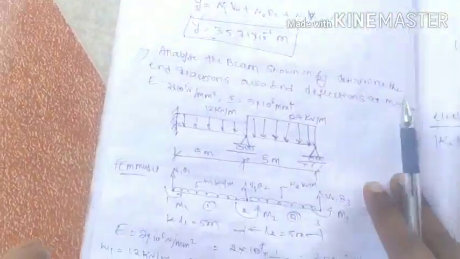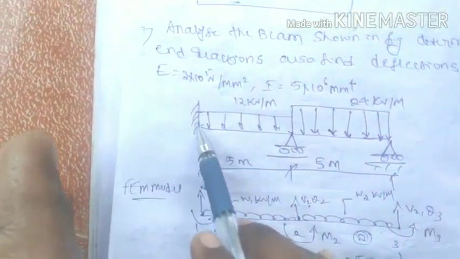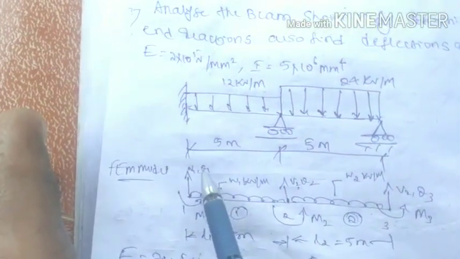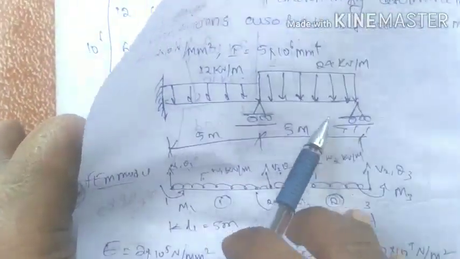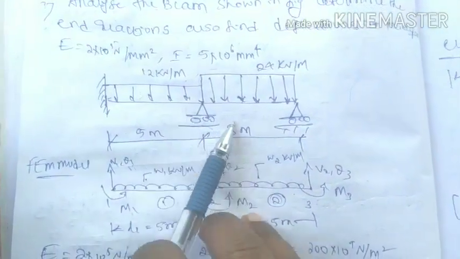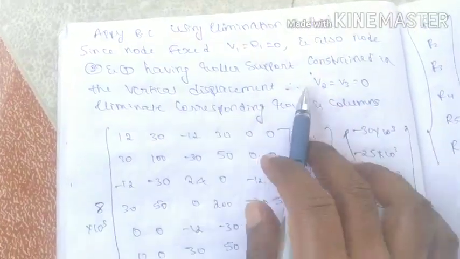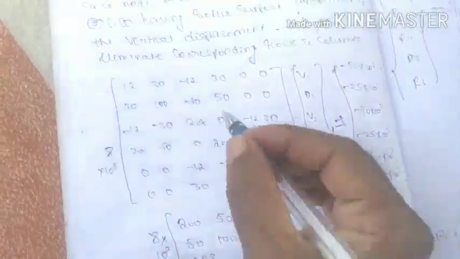So here I can observe it's the same as the previous problem. Boundary condition will not change. Here node 1 is fixed, therefore there is no vertical displacement as well as slope. V1, theta 1 is completely 0. Here roller support, here also roller support at node 2 and 3, therefore there is no vertical deflection, but there is a slope, it can rotate, therefore V2, V3 is 0. Therefore we need to eliminate the corresponding rows and columns as told.